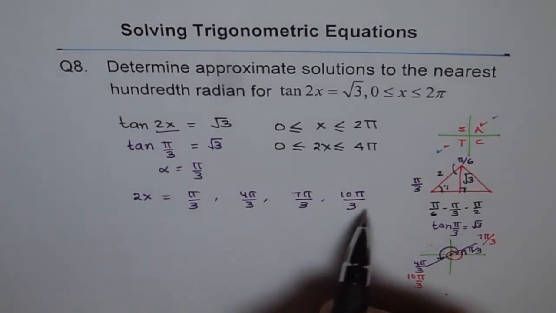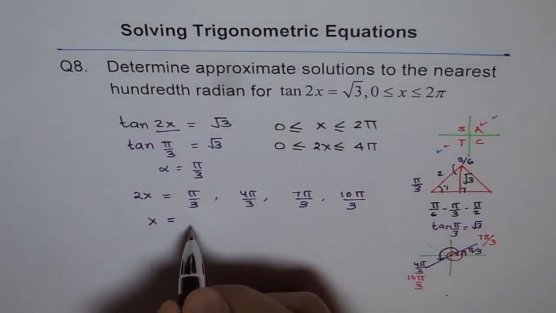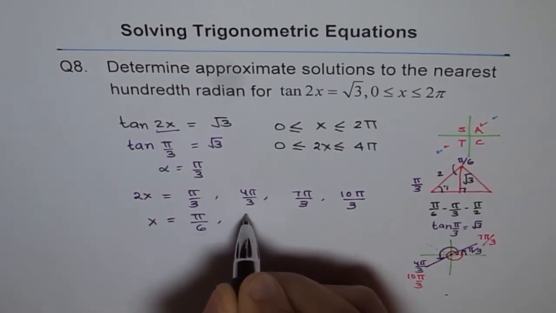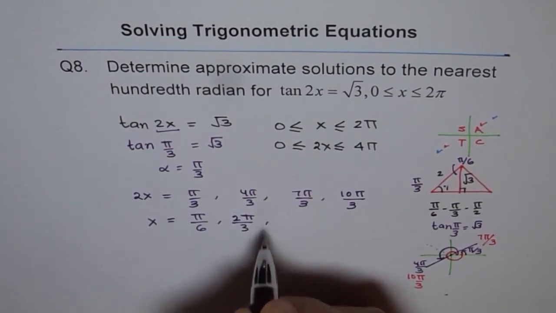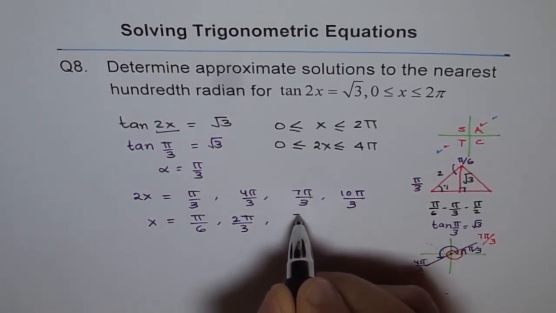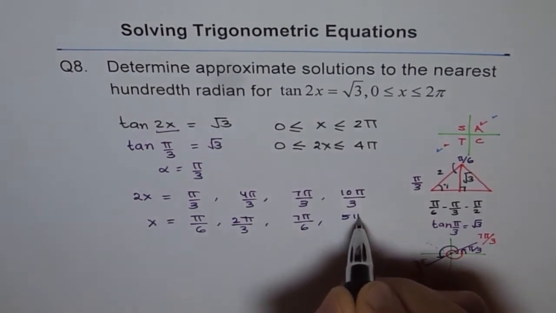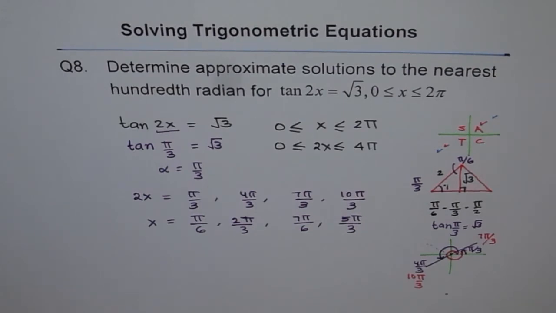Now, these are the values for 2x. So what is x going to be equal to? Half of this, right? So this is going to be pi by 6, and half of this will give me 2 pi by 3, and half of this will give me 7 pi by 6. Half of this gives me 5 pi by 3, correct? So these are the 4 solutions to this.